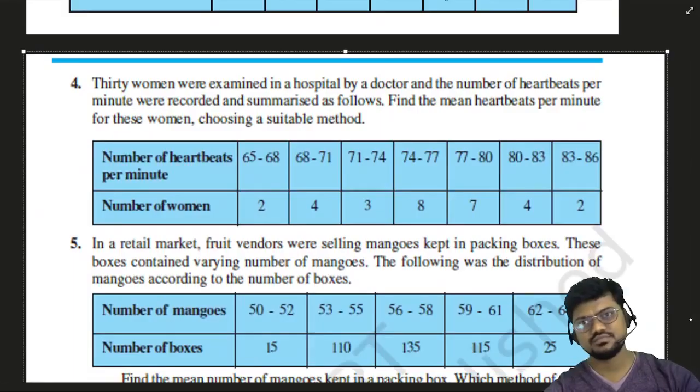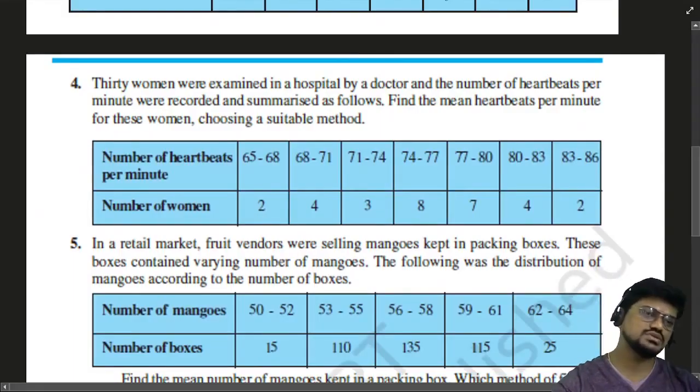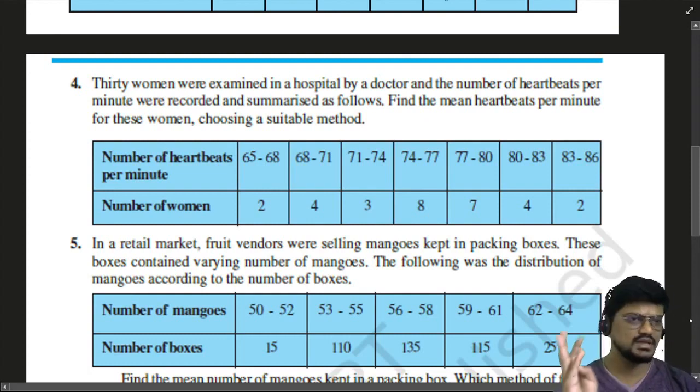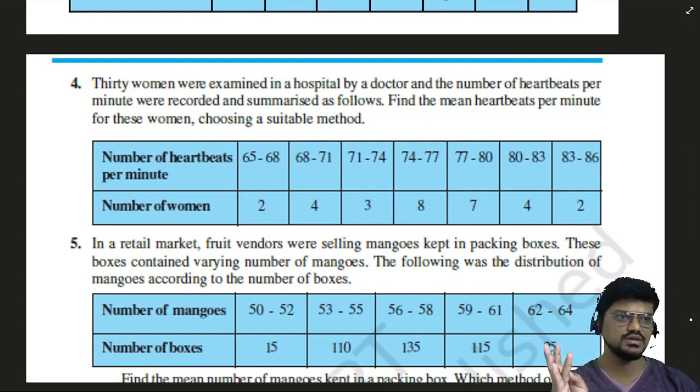Got it? Now you have understood almost everything which is required: what is the step deviation method, what is the shortcut method, and what is the direct method. Almost all the questions are similar, but still I'll try to explain if there are any changes.